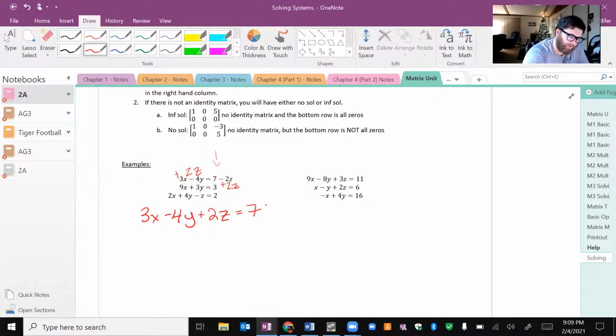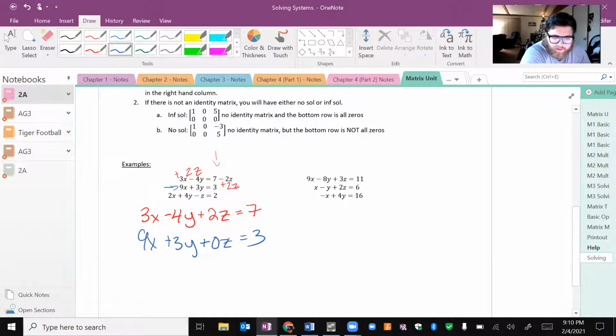Now let's go to my second equation. I'll go to blue. Just bring it down, 9x plus 3y. What's the issue? We don't have a z value. So here's the deal. In our notes, we're going to use 0z to represent z. 0 times anything is nothing. Why are we doing that? Just as a placeholder, so we don't get too confused.